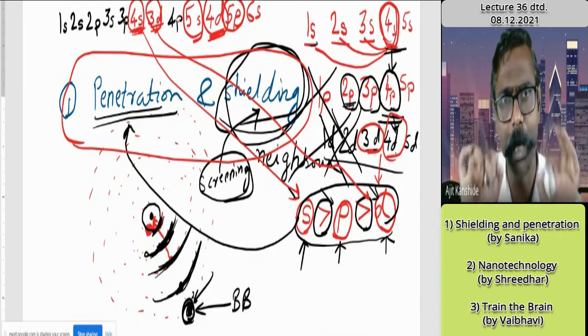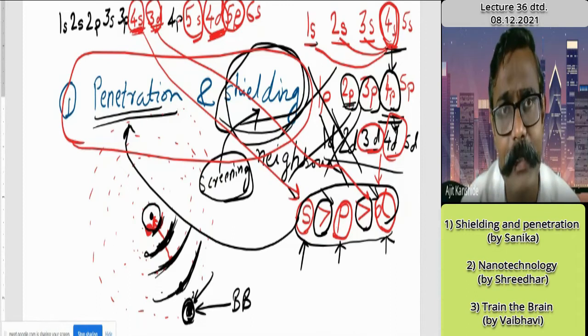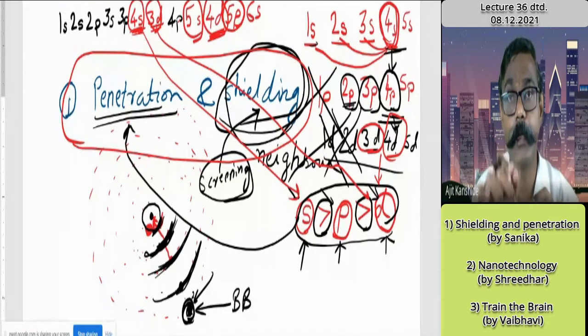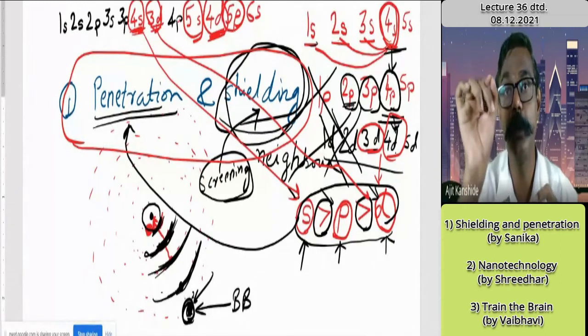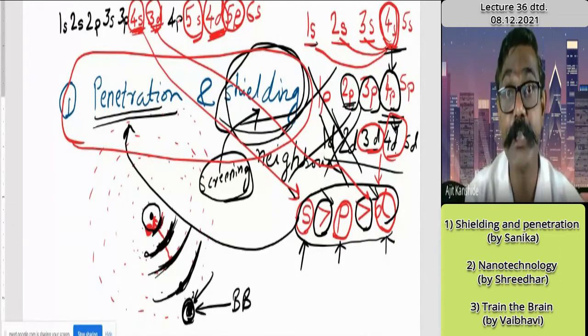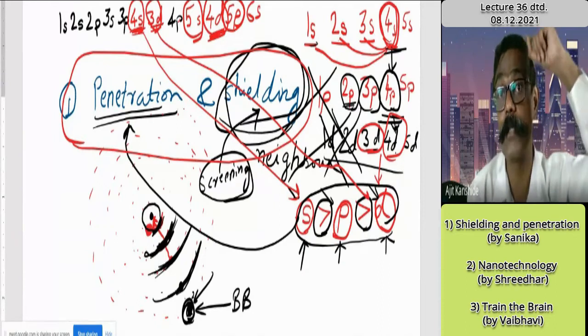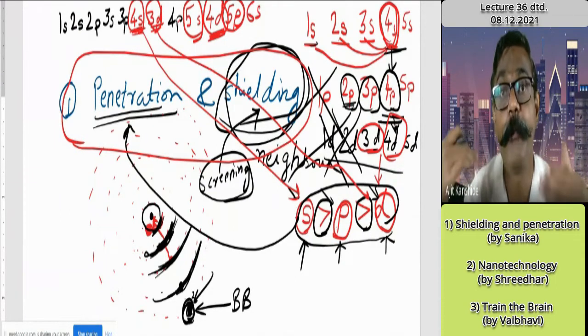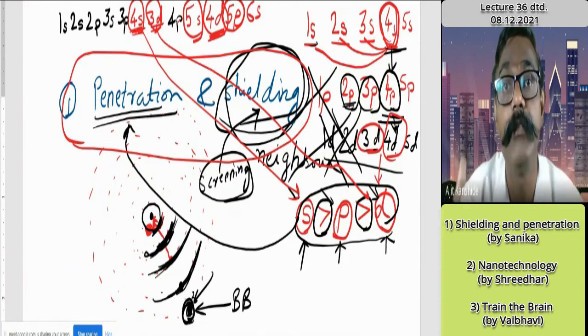Shortly, now I give the answer for the question asked by Sanika. Penetration is a tendency of an orbital to pay attention to the nucleus. It depends upon genesis, upon elders, upon seniors, how experienced that orbital is. S orbital is more penetrating than P, which is more than D, which is more than F.